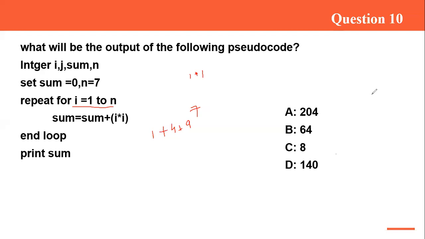n into n plus 1 into 2n plus 1 by 6. That is the formula. If I am wrong, correct it. I hope this is correct. Mathematical formula: n into n plus 1 into 2n plus 1, by 6. I guess this is correct.